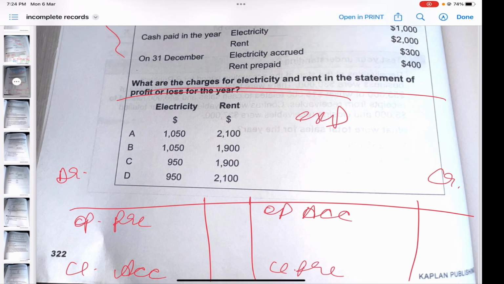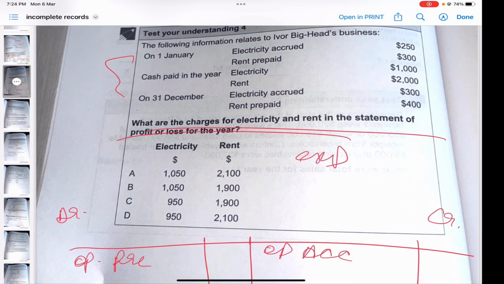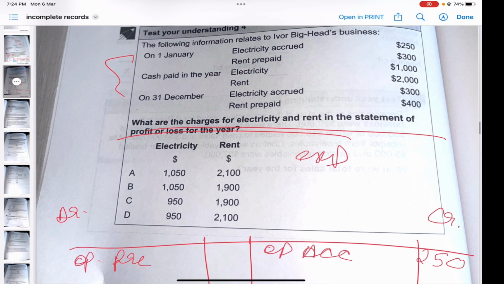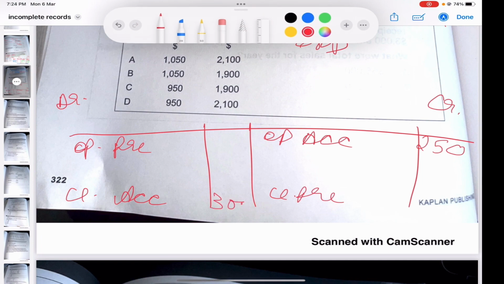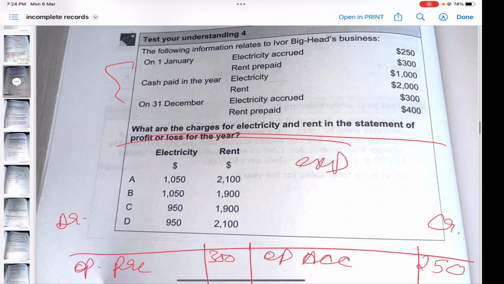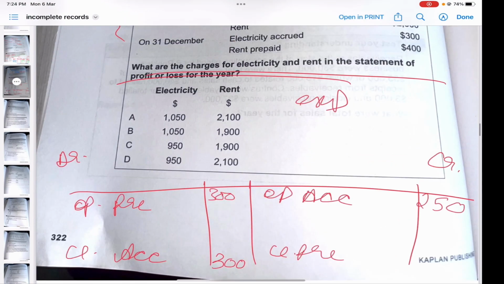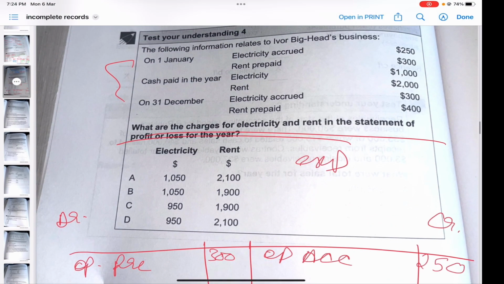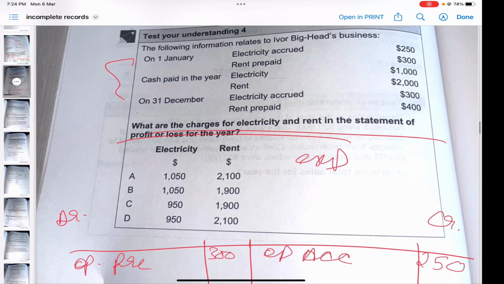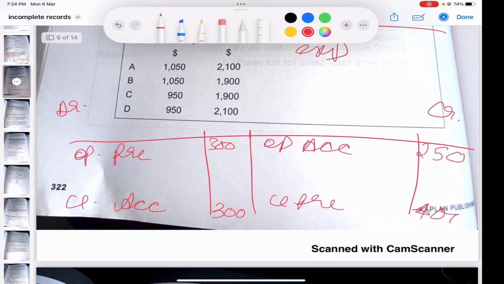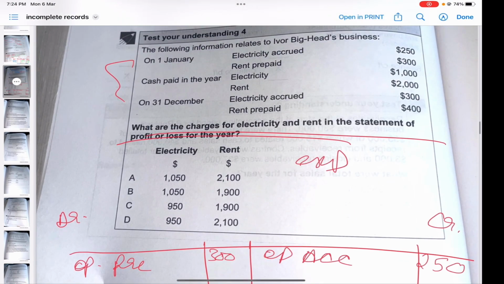Okay. So let's go to opening. Opening accrued 250. Rent prepaid 300. Oh, oops. 300. What else do we have? Closing accrued 300. Rent prepaid 400. Okay. Cash paid in the year.